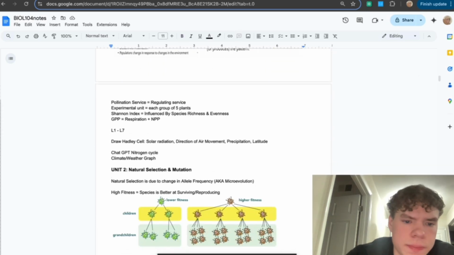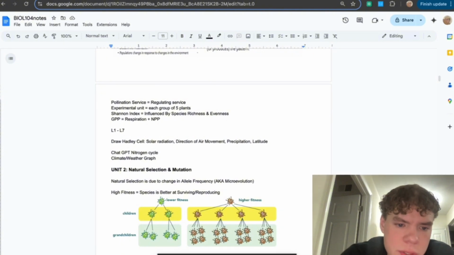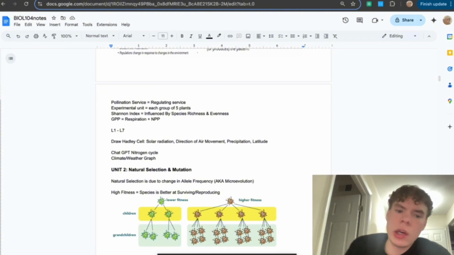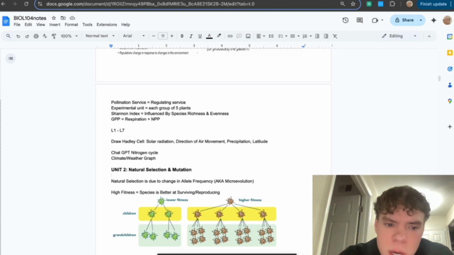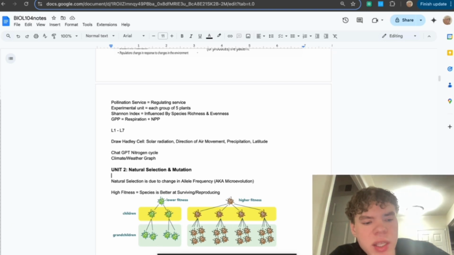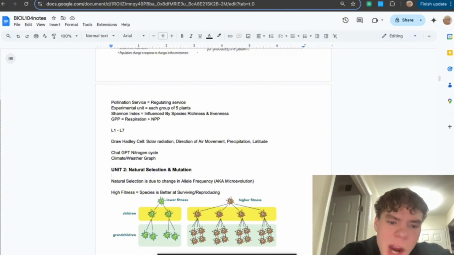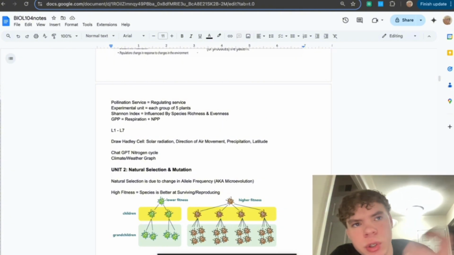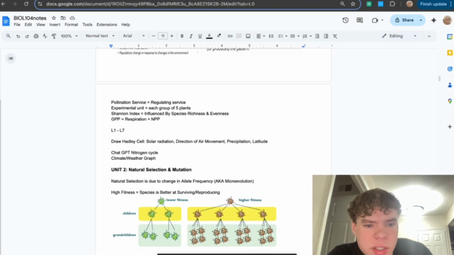There's another thing. I talked about GPP and NPP. So gross primary productivity is equal to respiration plus the net primary productivity. And obviously you can switch those equations around. For example, GPP minus respiration is equal to NPP. So gross primary productivity is how much energy goes into the environment. Respiration is how much is used by plants for respiration. And net primary productivity is how much is left after respiration for organisms to use.